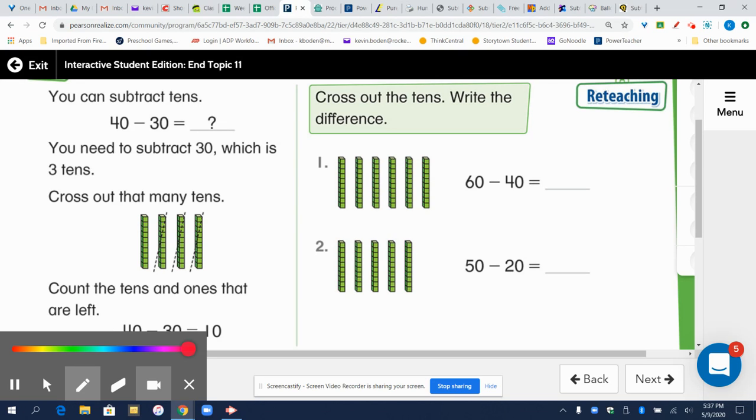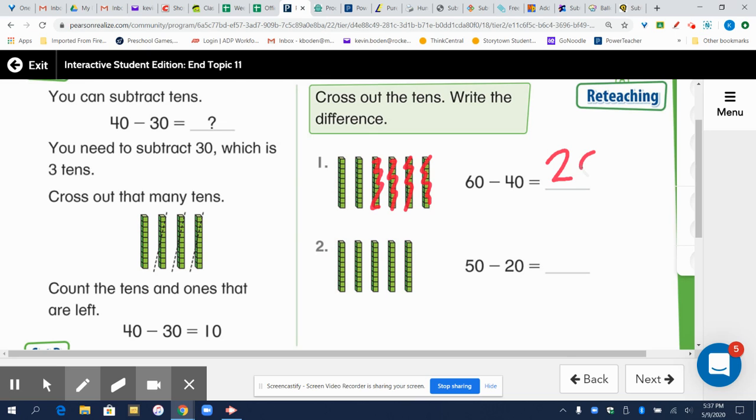That's right, 6 tens or 60. Nice job, Kayana. There are 60 in all. And it says take away 40 or 4 tens. So let's right now take away 4 tens or 40. 10, 20, 30, 40. Here you go. How many are left? Exactly. Somebody said 2 tens, somebody else said 20. Both answers are the same, because 20 is 2 tens and 0 ones.